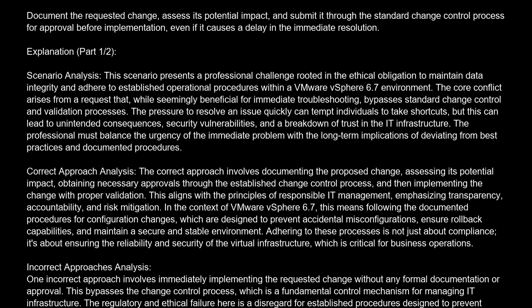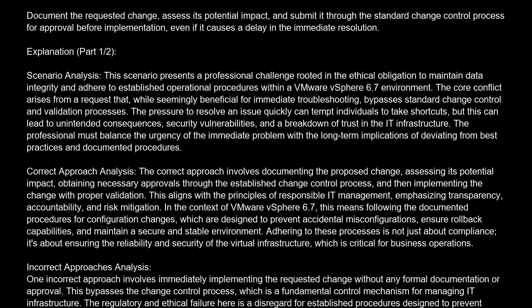In the context of VMware vSphere 6.7, this means following the documented procedures for configuration changes, which are designed to prevent accidental misconfigurations, ensure rollback capabilities, and maintain a secure and stable environment. Adhering to these processes is not just about compliance. It's about ensuring the reliability and security of the virtual infrastructure, which is critical for business operations.